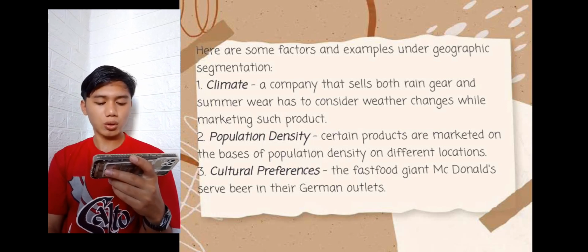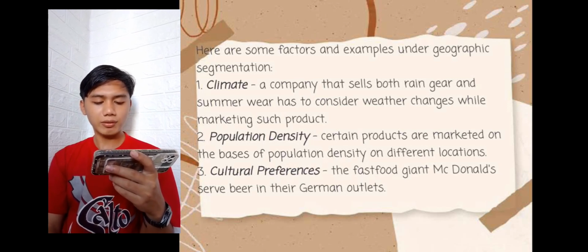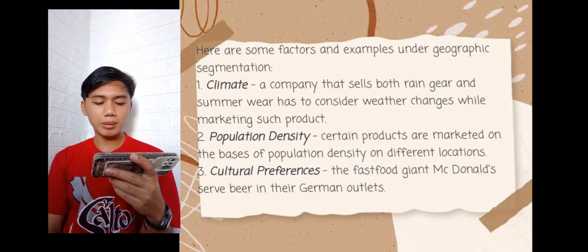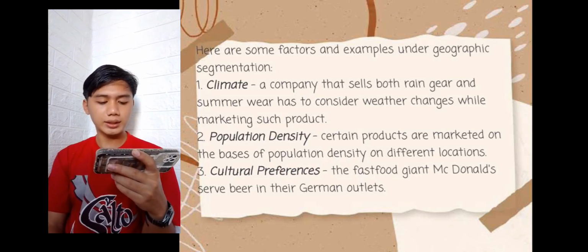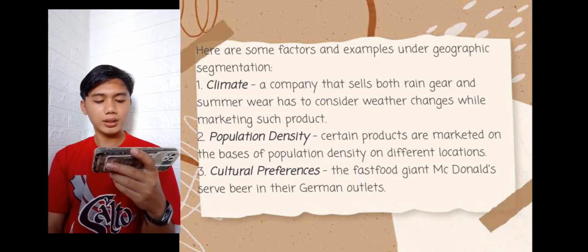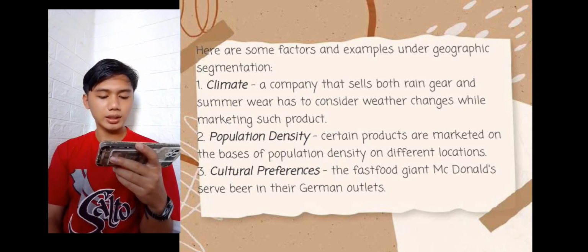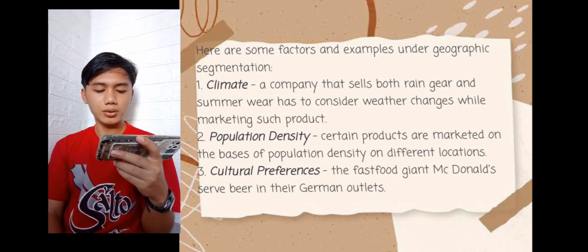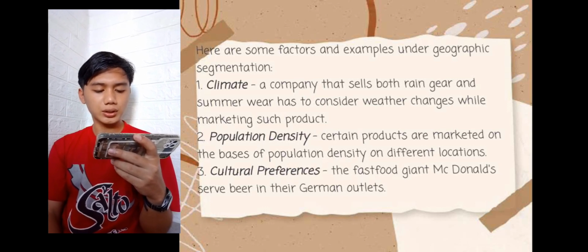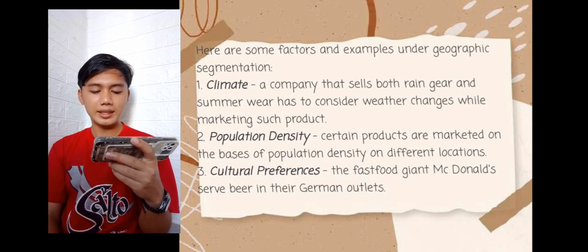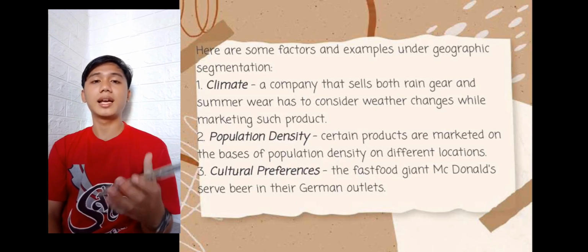The last one is cultural preferences. The fast food giant McDonald's serves beer in their German outlets. However, beer is not a part of the menu in their United States outlets. This reflects the food preferences of different cultures. This fast food giant has incorporated local food in the menu served at different locations. For example, McDonald's serves Mac Veggie in India, Mac Arabia in the Middle East, and banana pie in Brazil. And that's all.